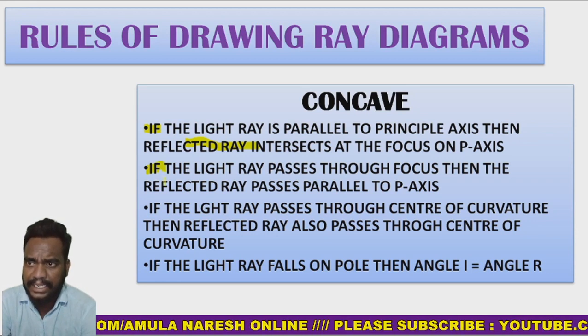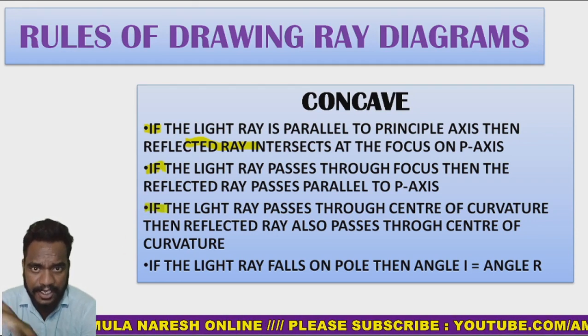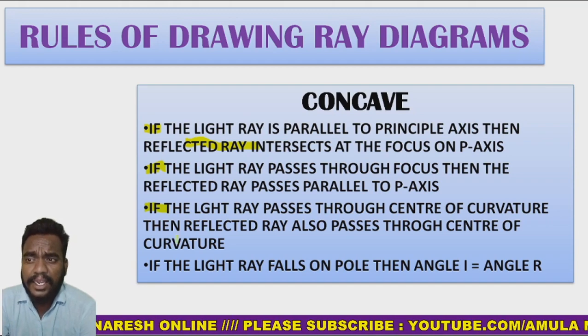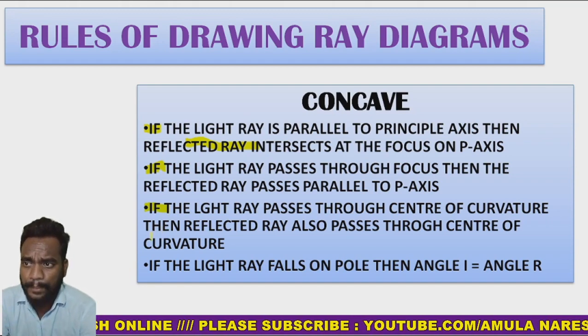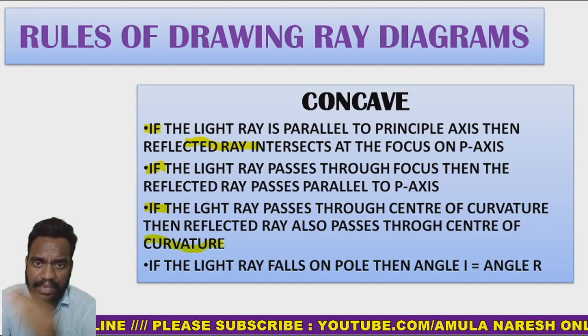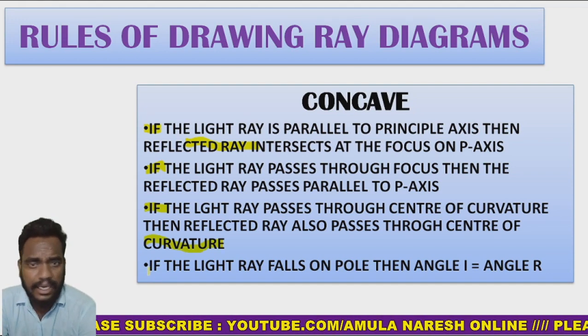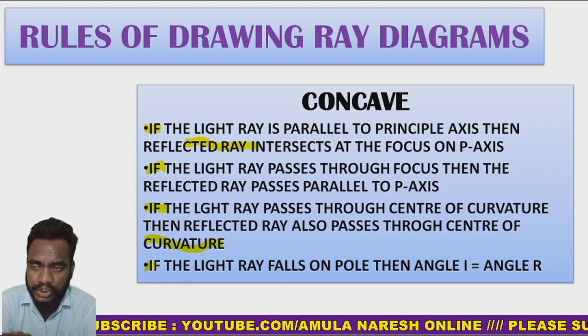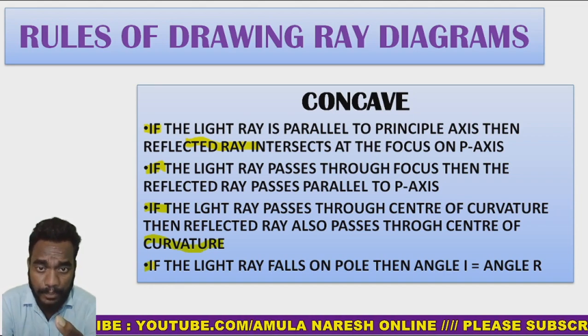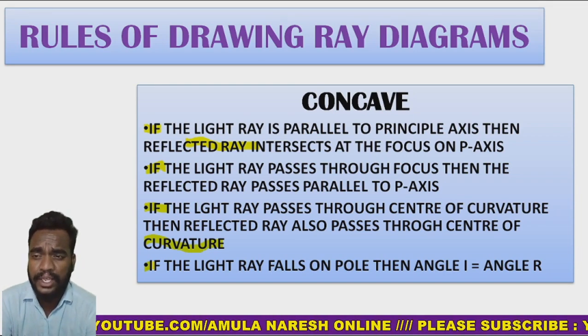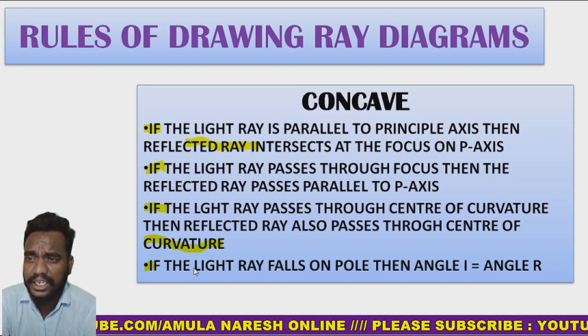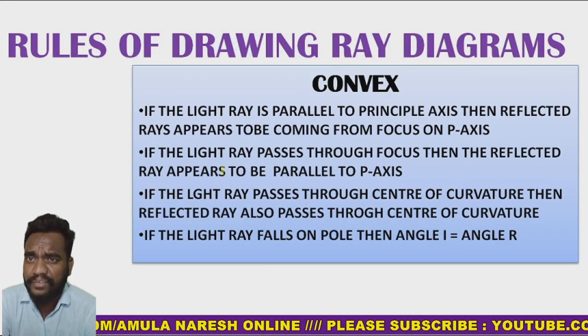And if the light ray is passing through the center of curvature, then it will come back in the same path. This is number 3. And rule number 4, which we demonstrated earlier, is that if a light ray falls upon the pole, the angle of incidence equals the angle of reflection. This is regarding the concave mirror.